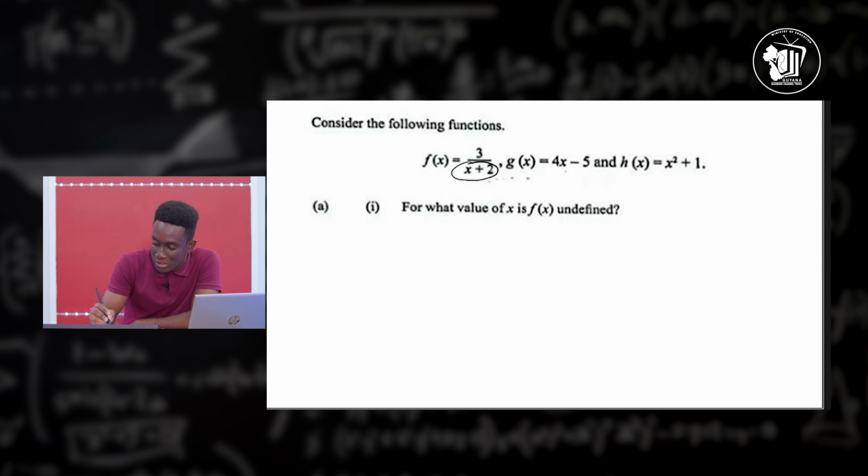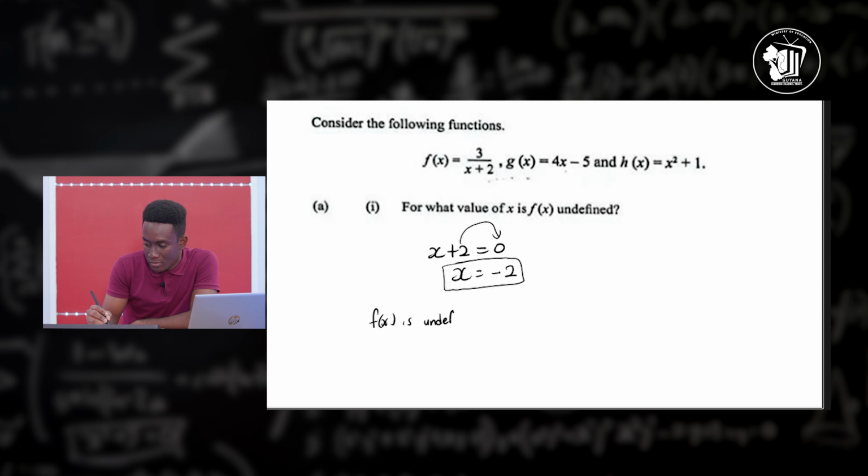So this will be x plus 2 is equal to 0. To find the value of x, this 2 is adding, so we subtract 2, which gives x equal to 0 minus 2, which is negative 2. So we can say f of x is undefined at x equals negative 2.